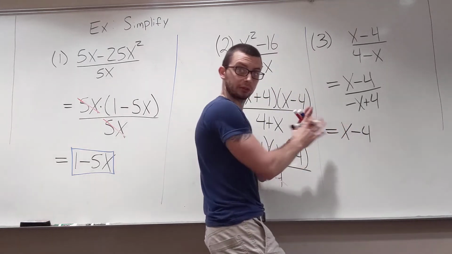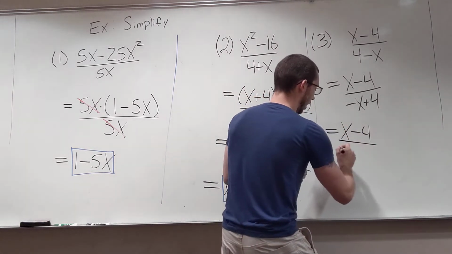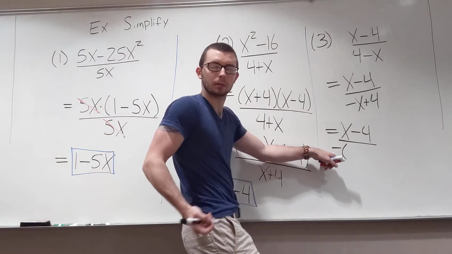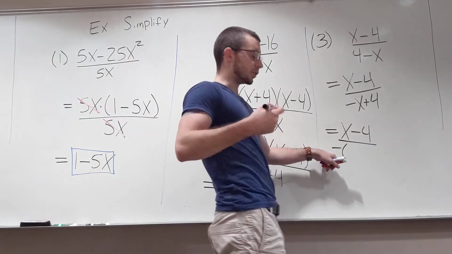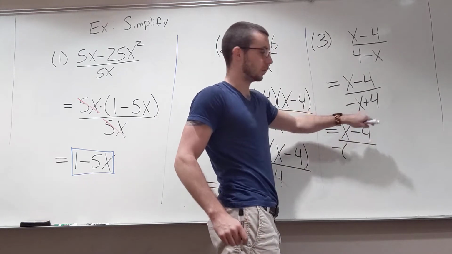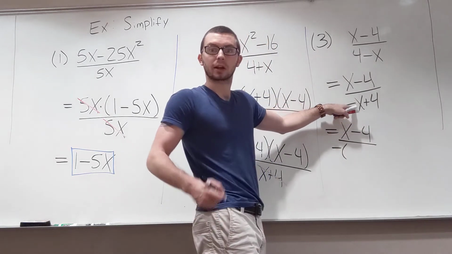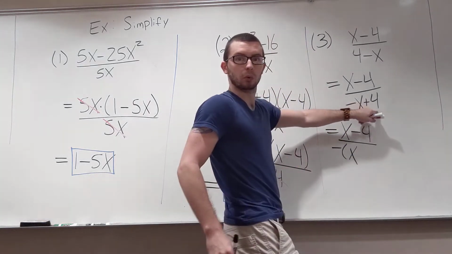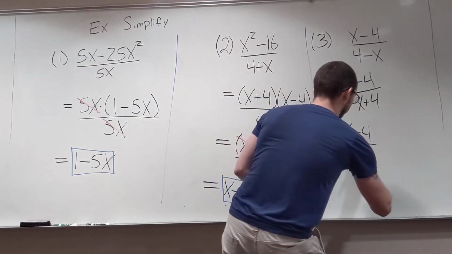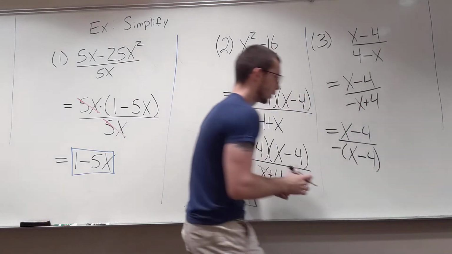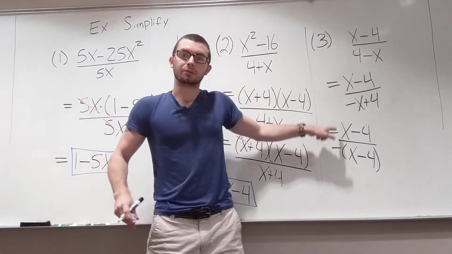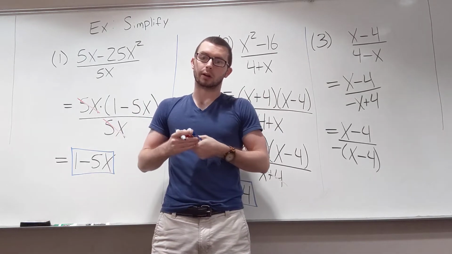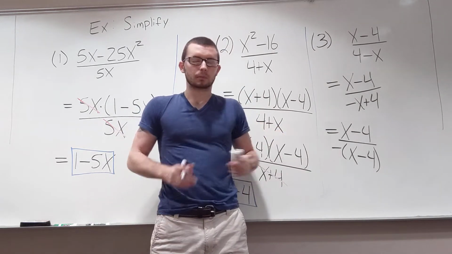The way that looks is exactly as follows. The numerator stays the same. In the denominator, I'm factoring out a negative sign, or a -1. So how does that change the terms within? Well, -x, now that we factored out the negative, becomes +x. And +4 now becomes -4. So this is us factoring out a -1 from the denominator.